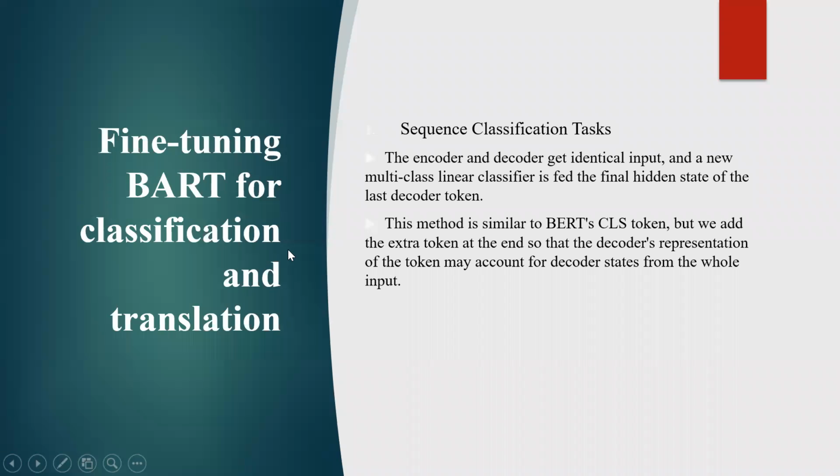So let's come to fine-tuning BART for classification and translation. First, sequence classification tasks. The encoder and decoder get identical input, and a new multi-class linear classifier is fed the final hidden state of the last decoder token. This method is similar to BERT's CLS token, but we add the extra token at the end so that the encoder's representation of the token may account for decoder states from the whole input.